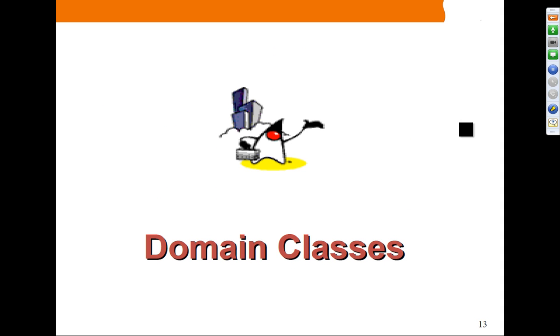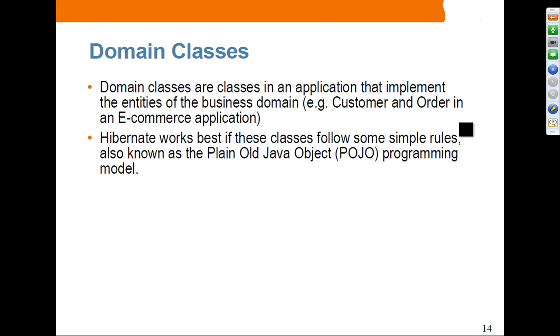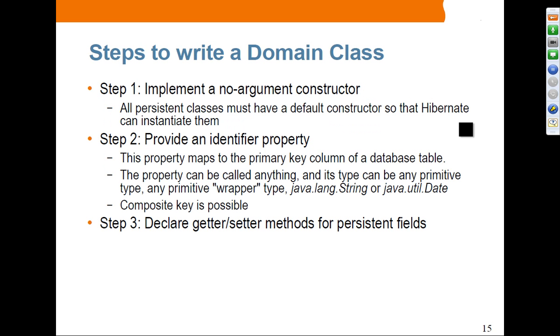All right, so let's move on to domain classes. Domain classes are classes in your application that implement the entities of the business domain. For example, customer, order, school, student, and things like that. These domain classes are POJO classes, plain old Java object classes, with a little bit of rules. For example, as we are going to learn in a few minutes, it has to have a no-argument constructor and things like that.